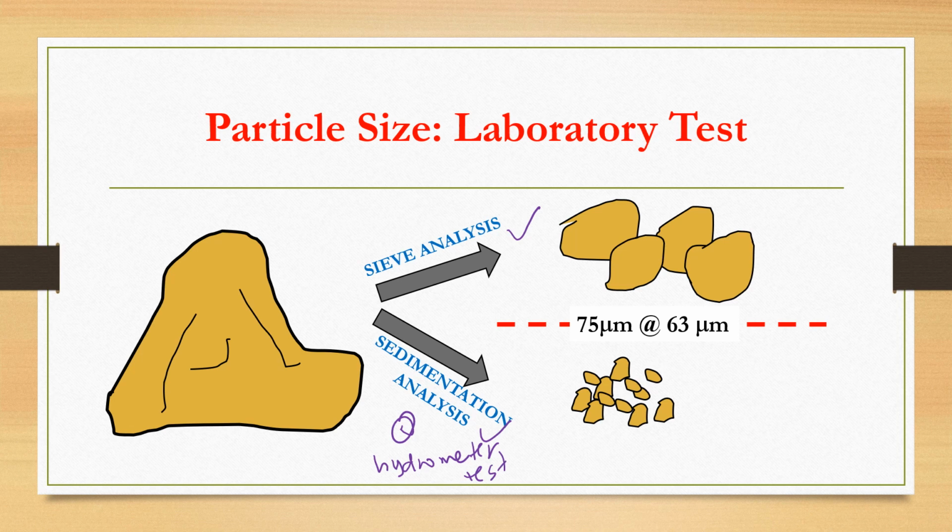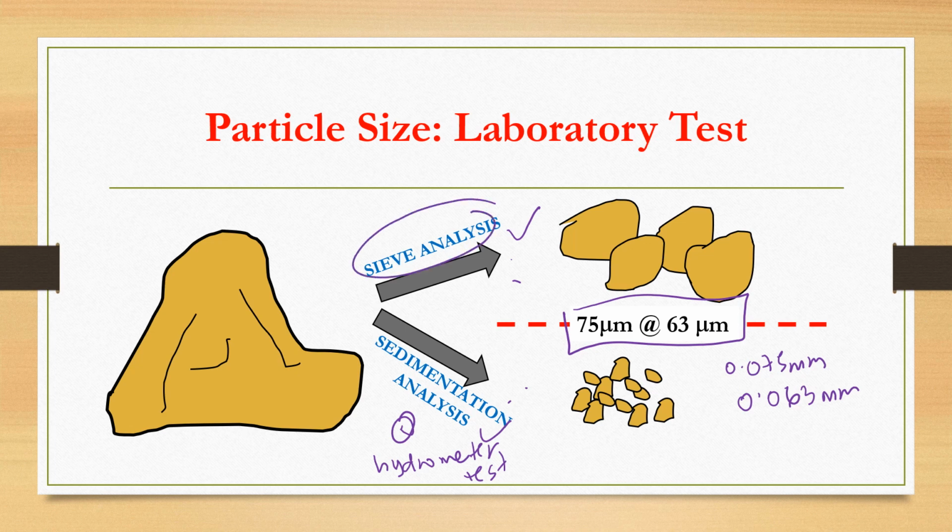So this is the boundary of the particle size at which it can be identified based on sieve and based on sedimentation analysis. If you look at here, the boundary is at 75 micrometer or 63 micrometer, approximately that value. So it's about 0.075 mm and 0.063 mm. Anything larger than that can be easily measured based on sieve analysis. Whatever is lesser than that can be measured by sedimentation analysis.